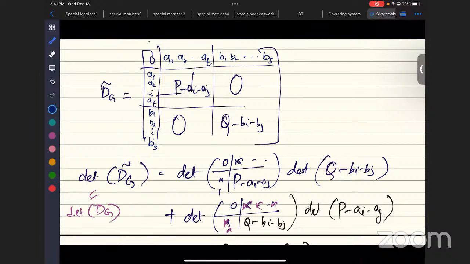Then the claim is that after the transformation, this part becomes 0 for that reason. All the a_i and b_j get subtracted, and those are exactly a_i plus b_j. And the same thing happens with this part, symmetrically.